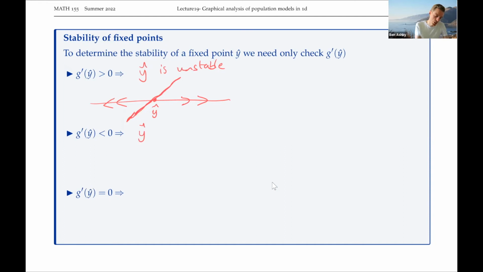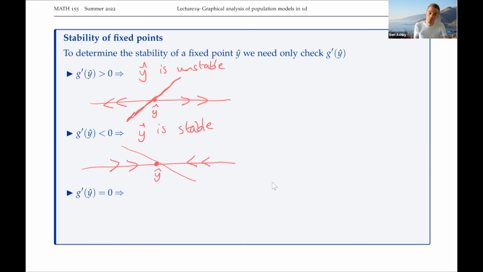If instead g prime of y hat is negative, then we end up with y hat being stable. We've now got the opposite case here, where if we zoom in on our phase plot, we can have a picture that looks something like this. So on the left-hand side, dy dt is positive, and on the right-hand side, it's negative, so we're going to tend towards our y hat.